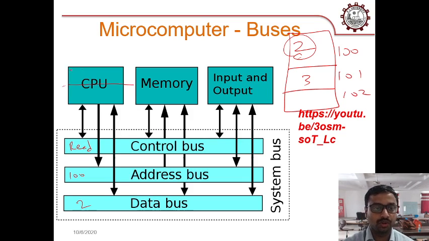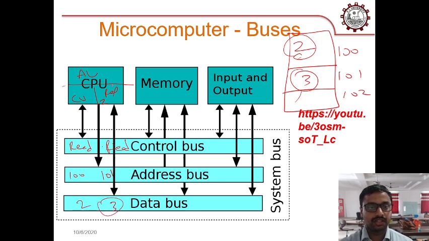Where does the CPU store it? In your ALU, CU and your registers. The 2 gets stored here and it will go again. It will go to 101 and again give a signal called read, and the 3 will come and be put on the data bus and stored in the internal registers. Now the control unit will tell it, okay, you have to do the addition now. So the registers will send the data here and 2 plus 3 is done and the result 5 is again stored back to the registers.